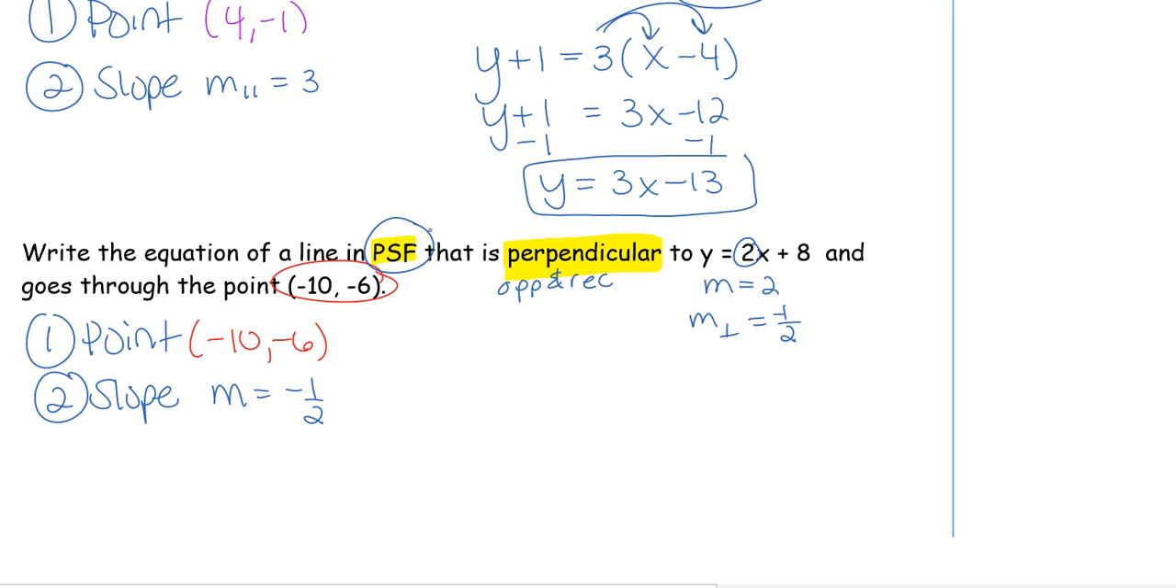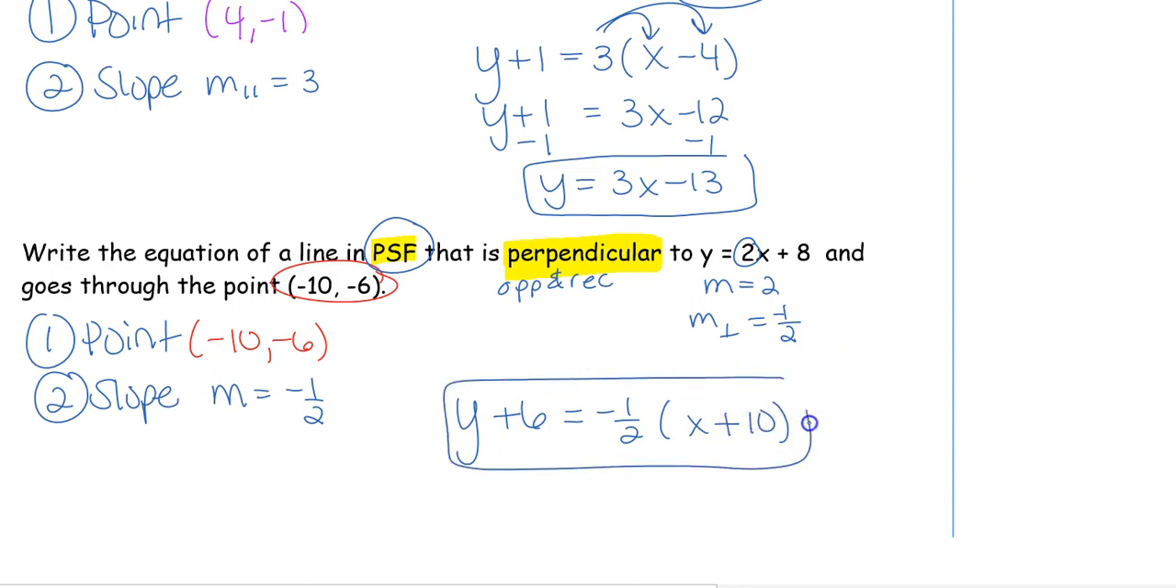I want to leave my equation in point-slope form, which is nice because that's less work for us. So we've got y minus the y coordinate, minus -6 means I'm adding 6. Our slope of a -1/2. X minus a -10 means that I'm adding 10. Because we want point-slope form, we are going to go ahead and stop there. And that is our review of how to write equations.